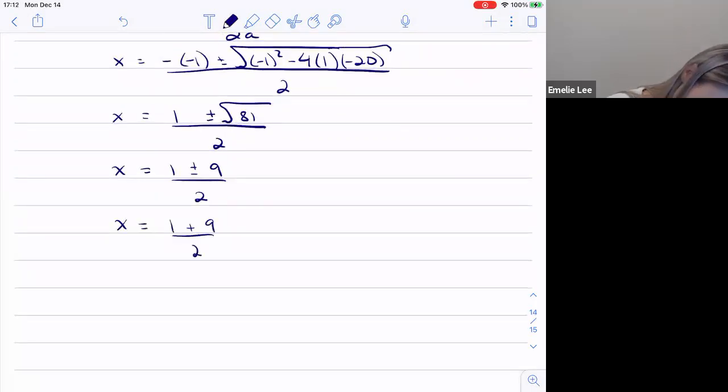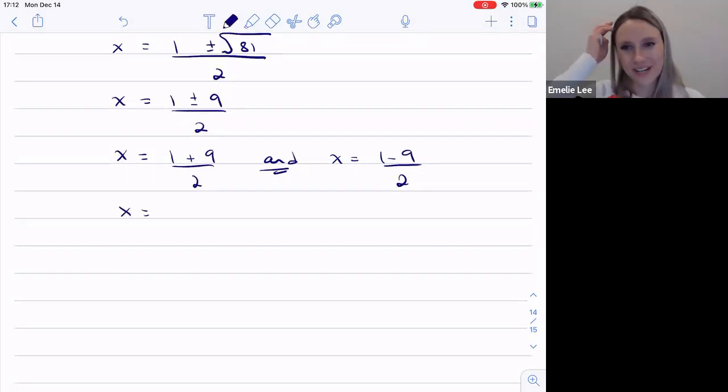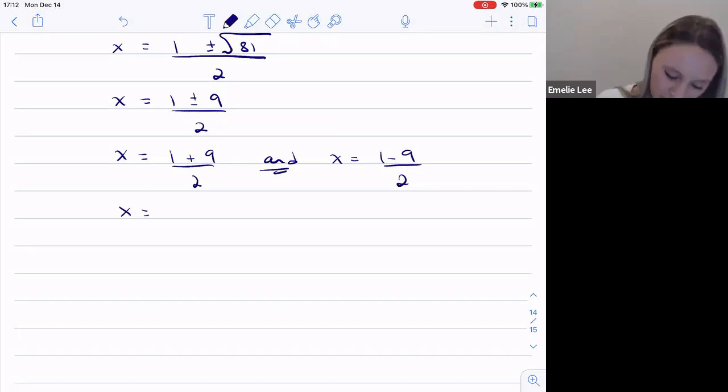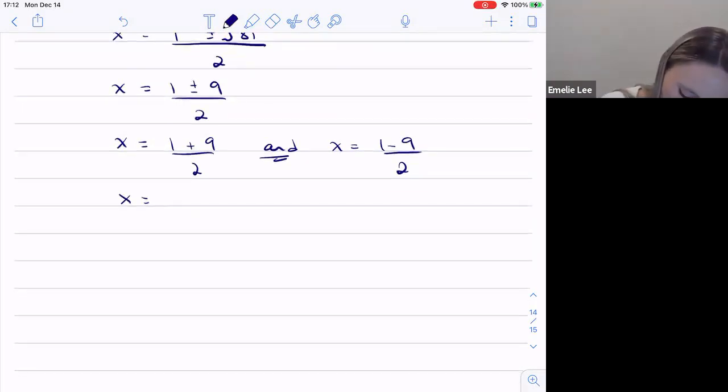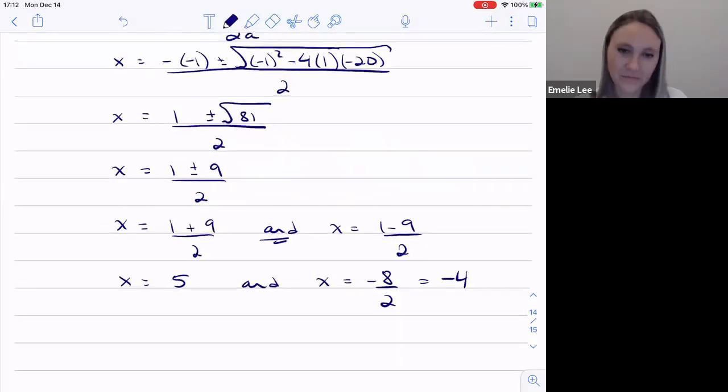X is 1 plus 9 over 2, and x is 1 minus 9 over 2. Right? From the quadratic, we get two solutions. 1 plus 9 is 10 over 2, which is 5, and 1 minus 9 is negative 8 over 2, which is negative 4. Whee! So it's got that added element of the quadratic formula.